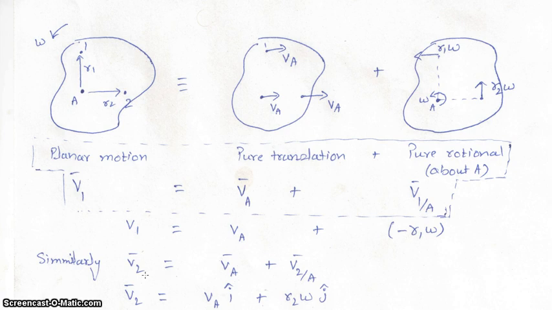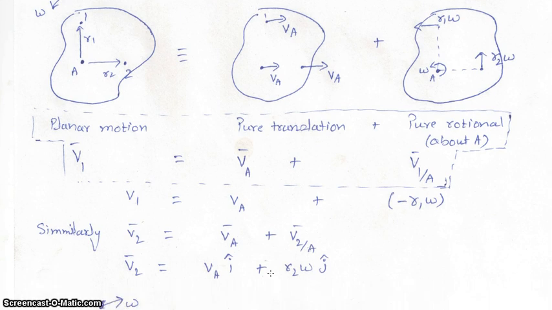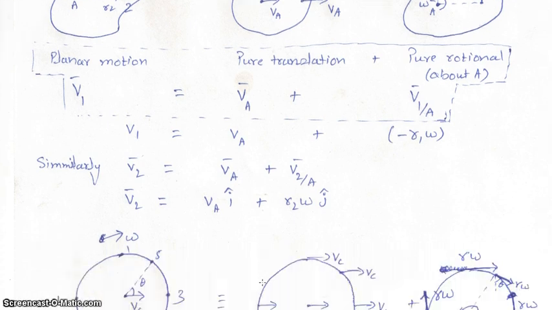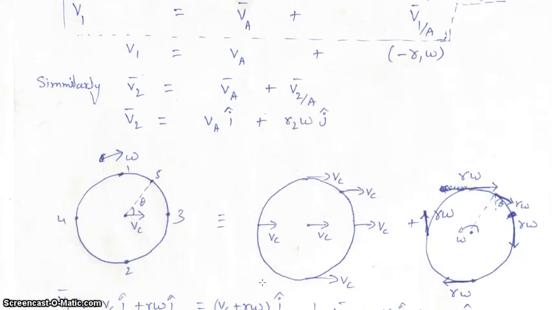If we have to find out V2, it is VA plus the velocity of 2 with respect to A. Now they are in i and j cap, so we have to add them vectorially. Similarly, in the next example, we have to find the velocity of points 1, 2, 3, 4, 5, whereas the velocity of the center is known to us and the angular velocity of the body is known to us.